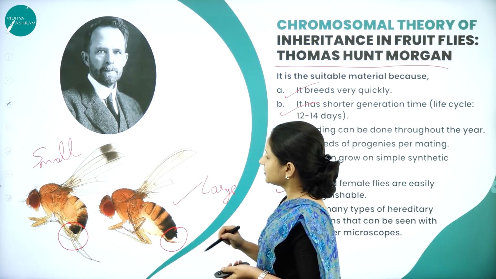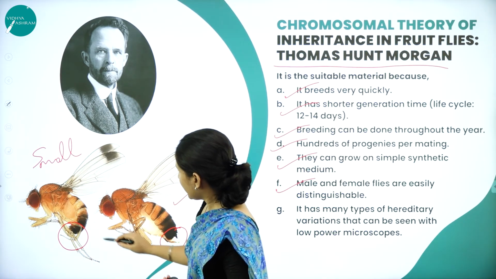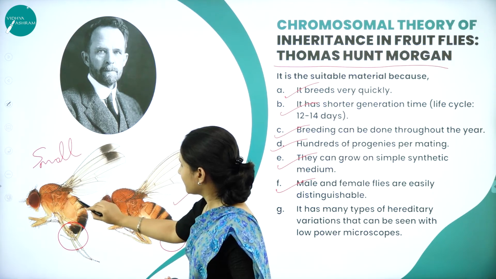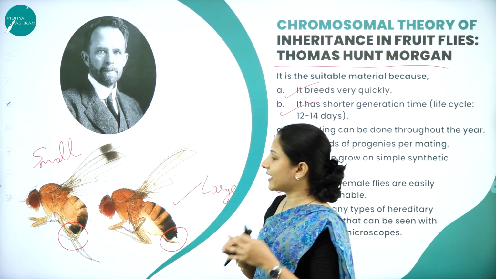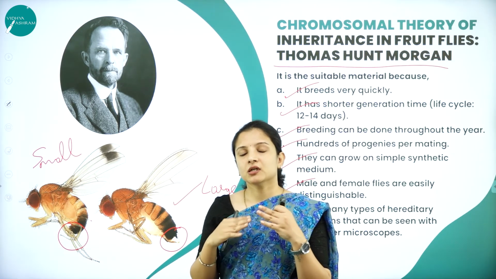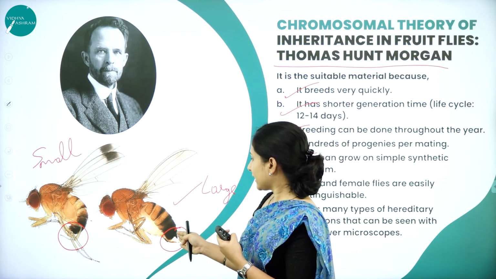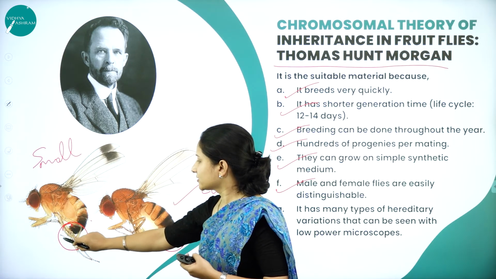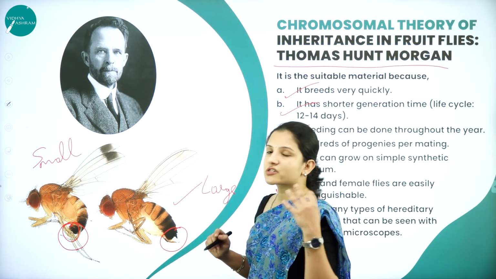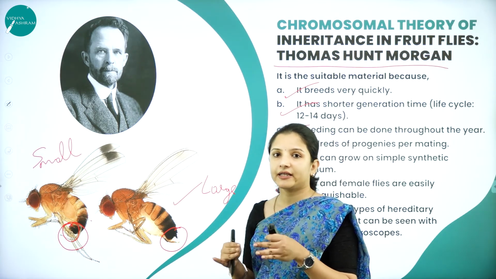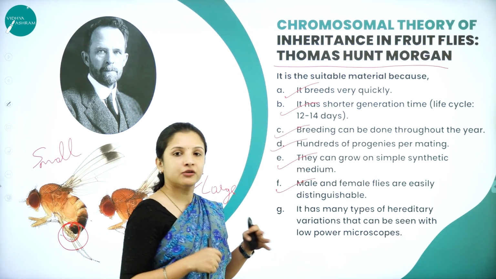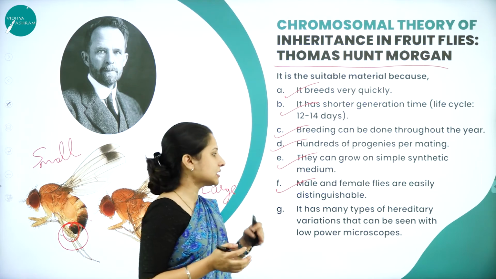And one more thing is, the males have dark segments present, but females have very light segments. Not just that, even by looking at the abdominal region itself, it is enough for us to identify which is a male and a female. So easy identification. That is why he chose Drosophila, that is the fruit fly, for his experiment.